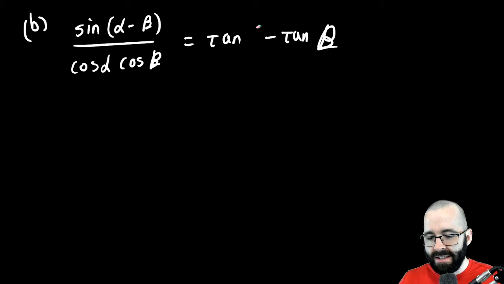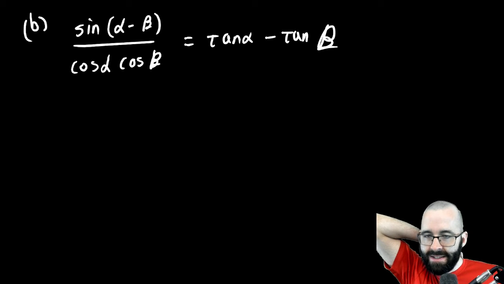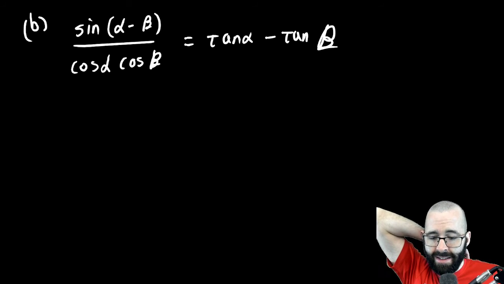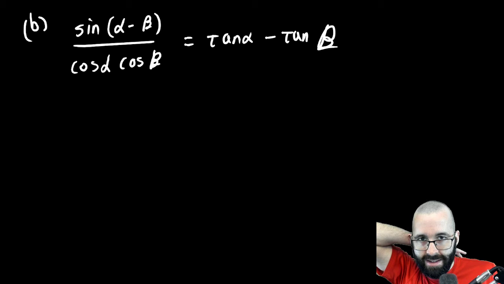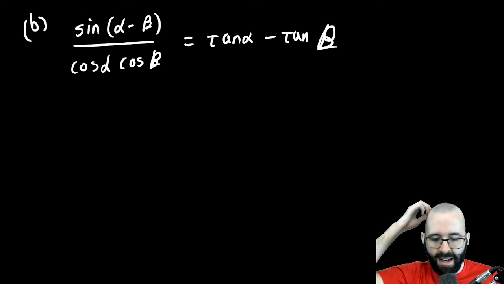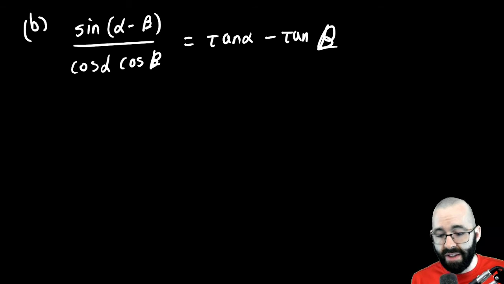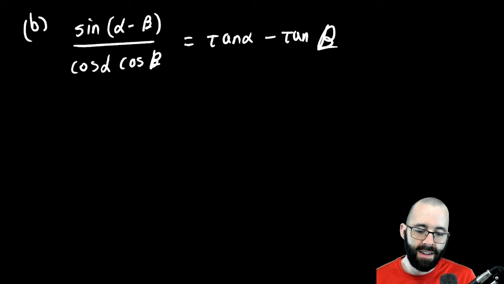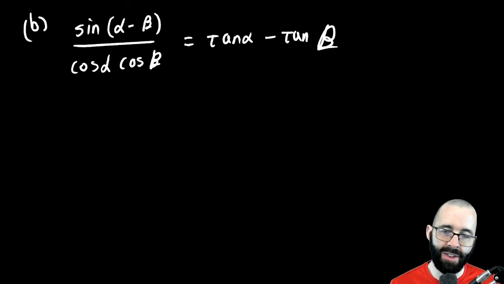The right-hand side is not, we can't use the angle difference formula for the right-hand side. That's the tangent of alpha minus beta, not the tangent of alpha minus the tangent of beta. There's not much we can do with the right-hand side. There is some stuff that we can do, honestly. And actually, even though I'm saying this right now, I do see how we could approach the right-hand side.